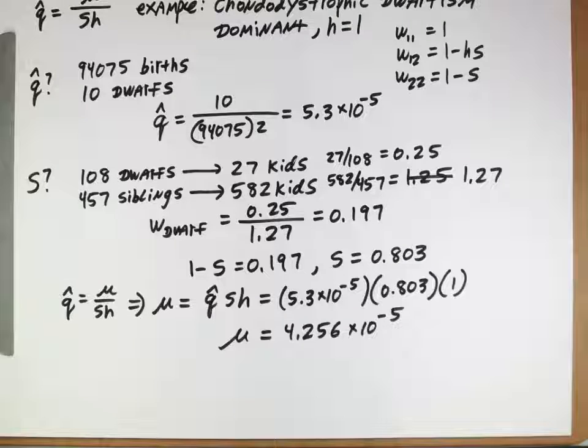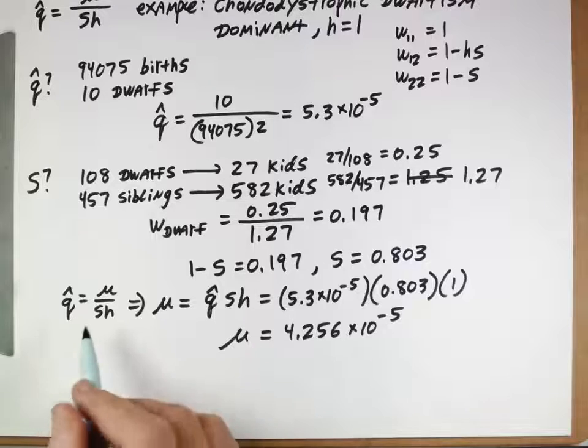So one of the applications of this mutation selection balance equation that we have derived is that it allows us to estimate genetic mutation rates, which is something of great interest both to evolutionary biologists and to regular geneticists.